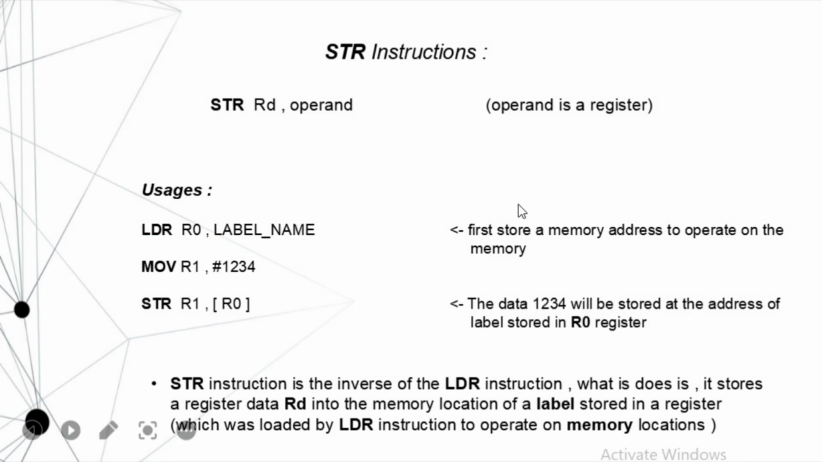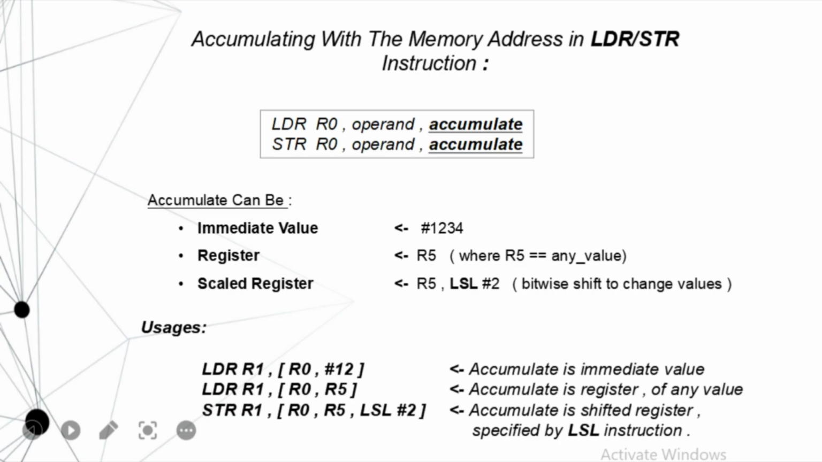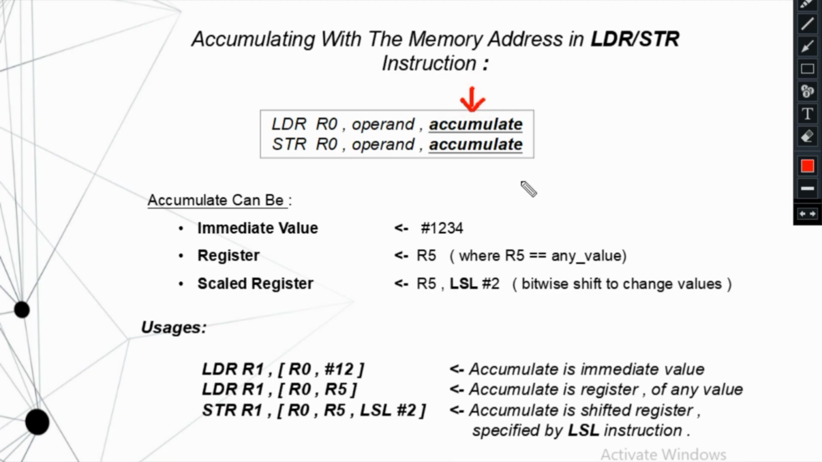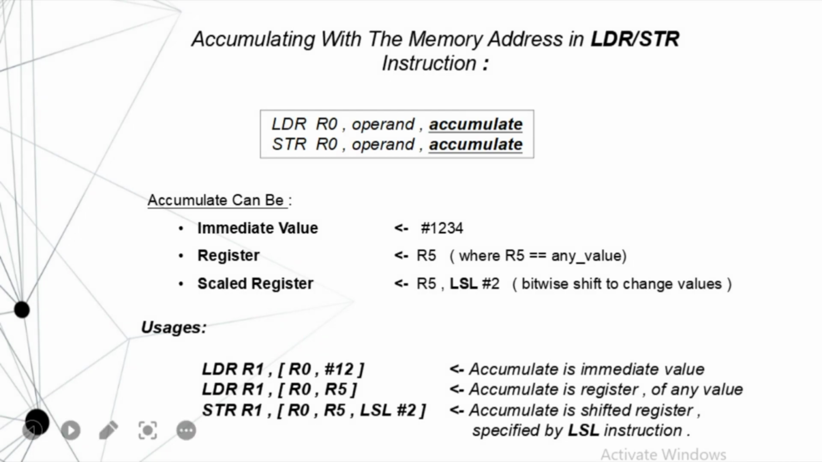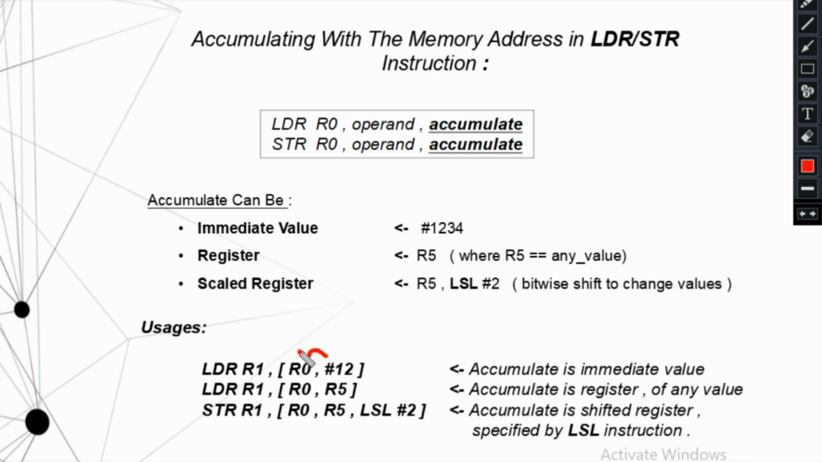You will gain experience. There is another operand we can use with the load register and the store register instructions, operand 2, which is known as the accumulate. So what does accumulate do? It adds up with the memory address of the operand 1 register, and that updated memory address will be used to load data from or store data to. This accumulate is just like a number which adds up to the memory address in operand 1, and that updated value will be used to operate on the memory.